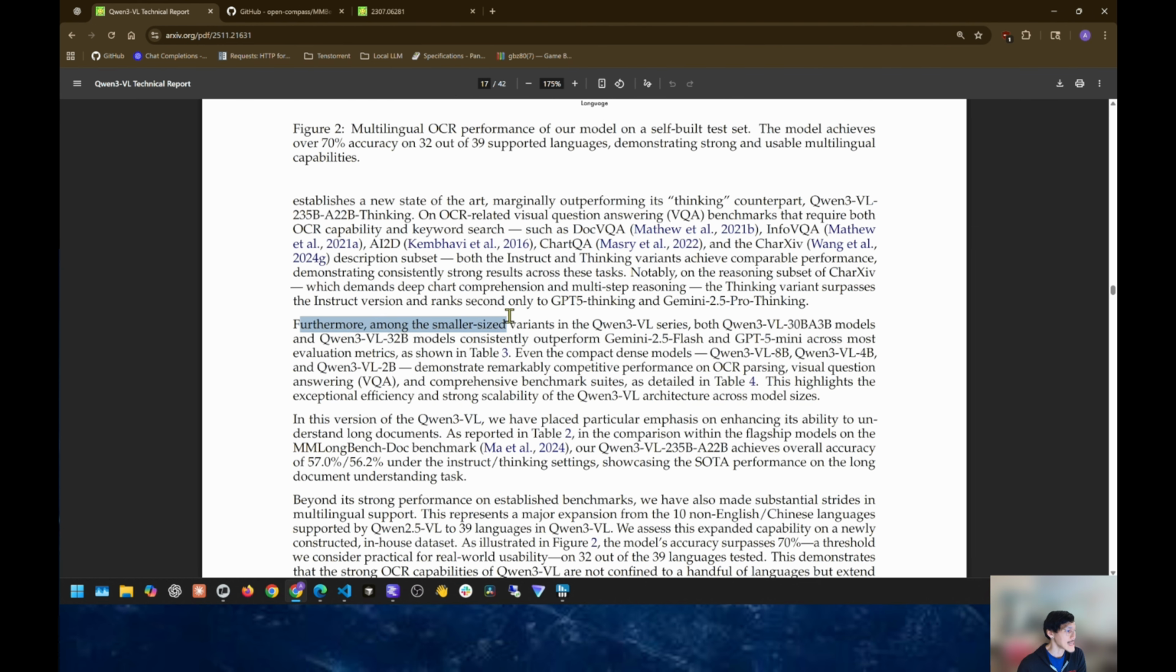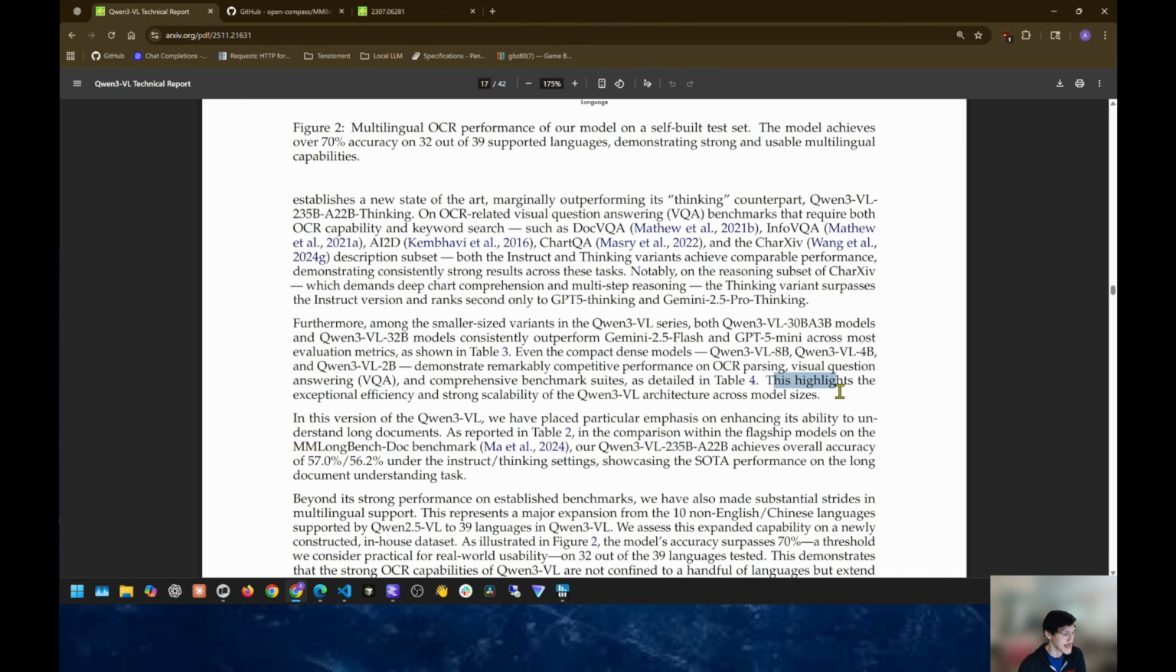Furthermore, among smaller sized variants in the Qwen3 VL series, both Qwen3 VL 30B-A3B models and Qwen3 VL 32B models consistently outperform Gemini 2.5 Flash and GPT-5 Mini across most evaluation metrics, as shown in Table 3. Even the compact dense models Qwen3 VL 8B, Qwen3 VL 4B, and Qwen3 VL 2B demonstrate remarkably competitive performance on OCR parsing, visual question answering, and comprehensive benchmark suites, as detailed in Table 4. This highlights the exceptional efficiency and strong scalability of the Qwen3 VL architecture across model sizes.